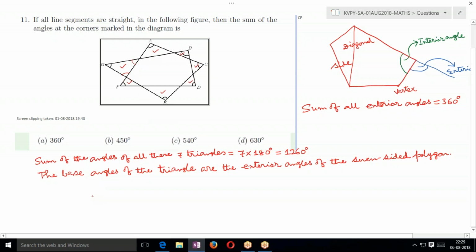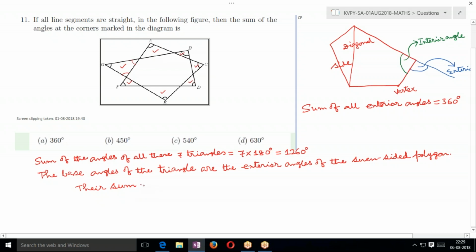So now their sum will be what? The sum of all interior angles of a polygon is (n minus 2) into 180, where n is the number of sides. Someone asked a question, though it is not specific to this question, but it is the formula. Sum of all interior angles is (n minus 2) into 180. Yeah, 540 is the correct answer.